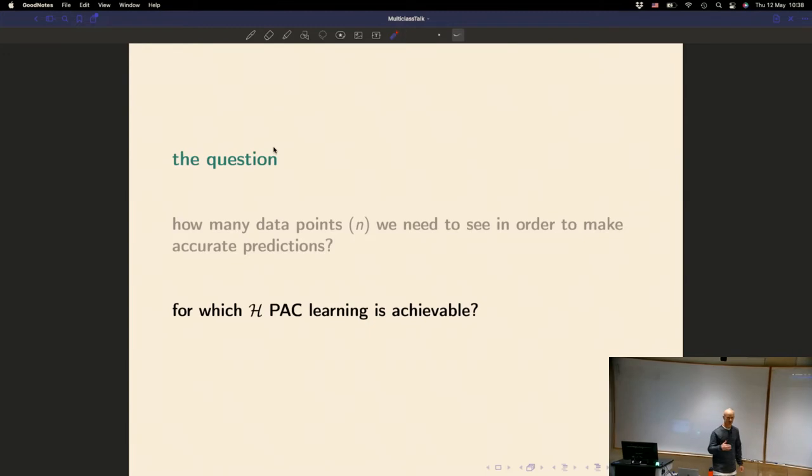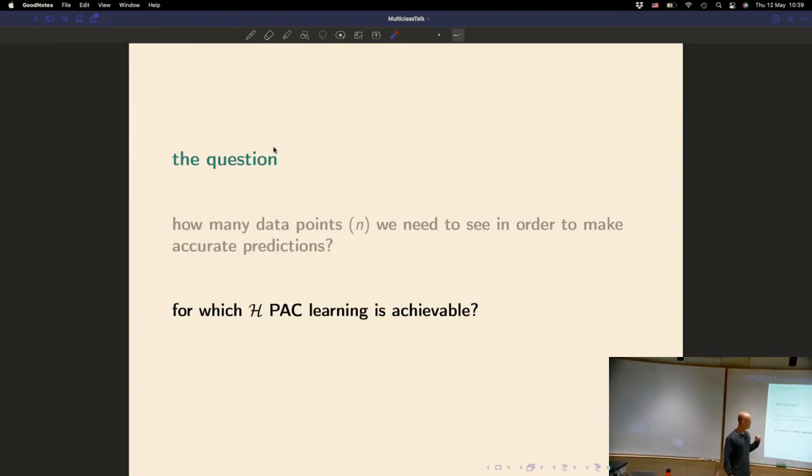And the question now, this is a mathematical question, is for which classes H the previous problem can be solved with a finite N. This is a way to formalize the question: can we learn this compared to this concept class?